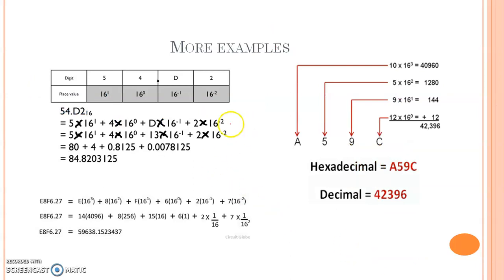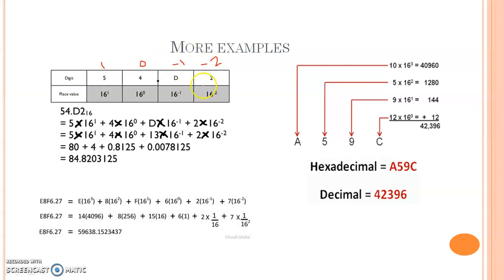Here it is, 54.D2 to the base 16. You have to convert that to decimal. So let's write the powers of the positions. This is 16 raised to 0. This is 16 raised to 1. This is 16 raised to minus 1. And this is 16 raised to minus 2. Now you have to multiply these digits with the powers of these positions.